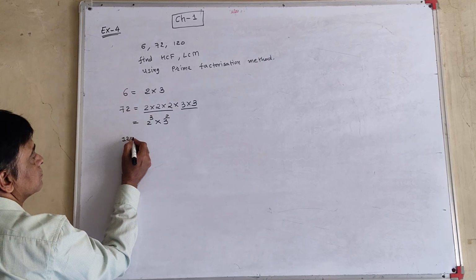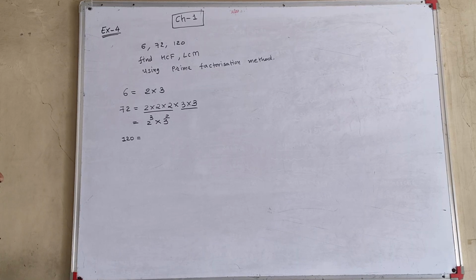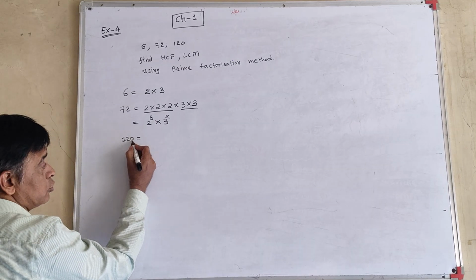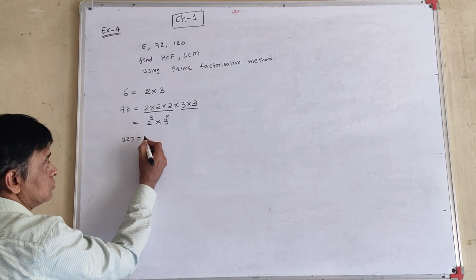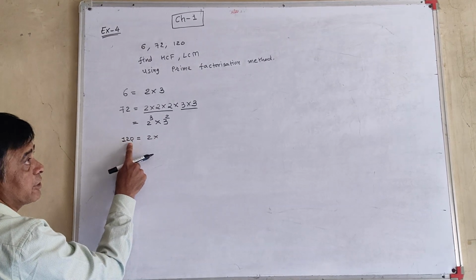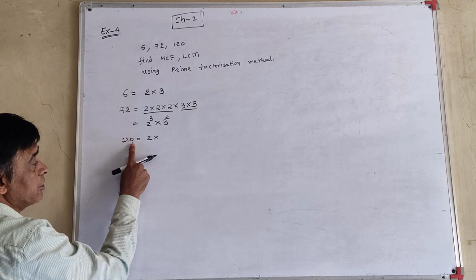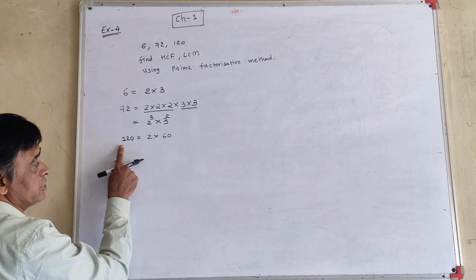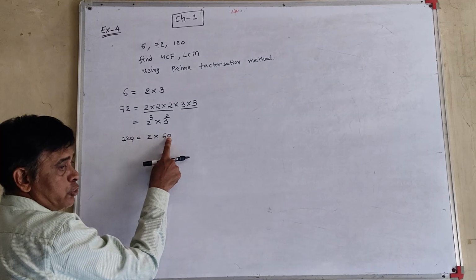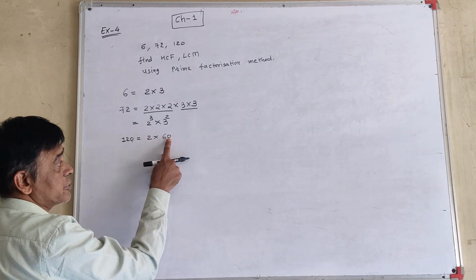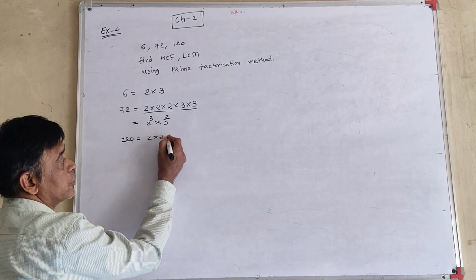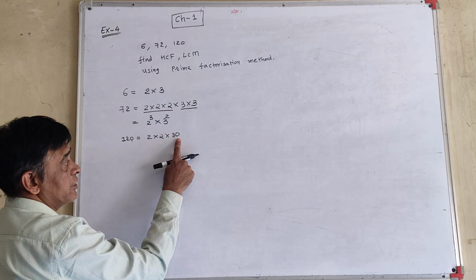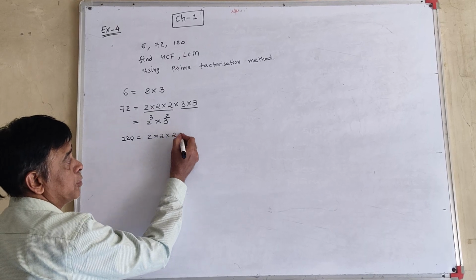Now 120. Last digit is 0, so it will be divisible by 2. So 120 divided by 2, you will get 60. So 2 into 60, it is 120. Again 0, so 60 divided by 2, you will get 30. So 2 into 30, 60. 30 is again divided by 2. So 2 into 15.